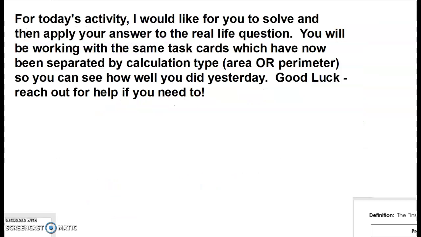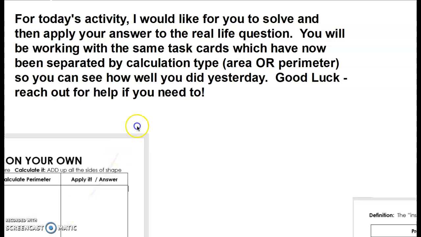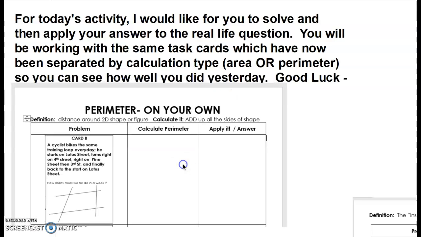All right, so for today's activity, I would like for you to solve and then apply your answer to the real life question that you're being asked. You're going to be working with those same task cards, which now have been separated by calculation type. So you're going to get on your worksheet. Here's the snapshot of the first section. So it's going to be categorizing the cards for you, so you can see how well you did yesterday.